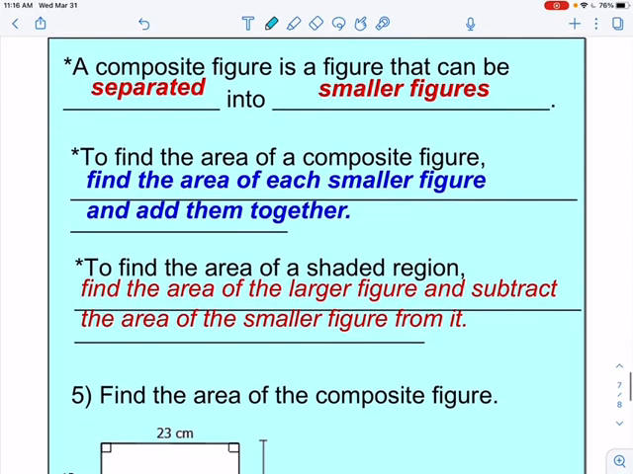All right, so a composite figure is a figure that can be separated into 2 smaller figures. Or if you look at it the opposite way, you're putting 2 figures together to get the composite. To find the area of a composite figure, you can find the area of each smaller figure and then add them together. Okay, if you're trying to find the area of a shaded region, you're always going to take the area of the larger figure and subtract out the area of the smaller figure from it.